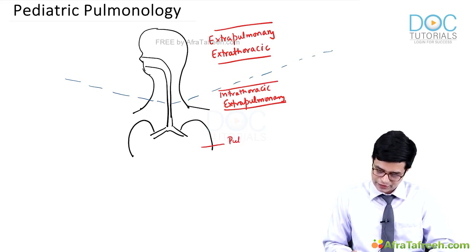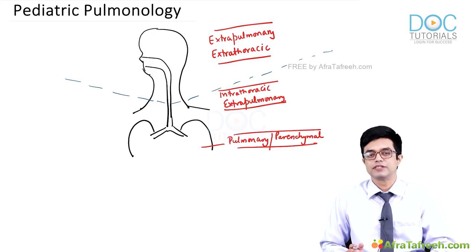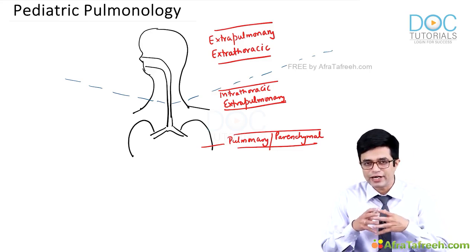We call them pulmonary, also sometimes written as parenchymal. The pulmonary or parenchymal part includes the gas exchange areas and the interstitial spaces of the lungs. So these are the three divisions. Why have we divided like this?